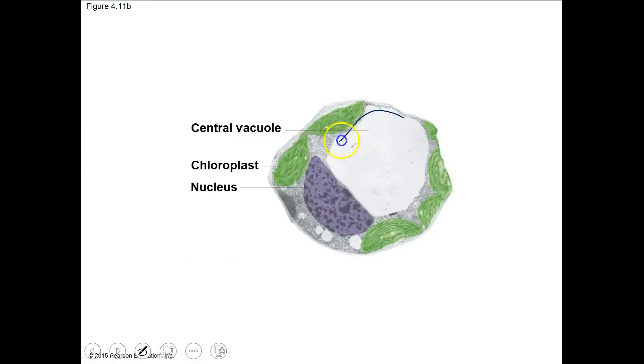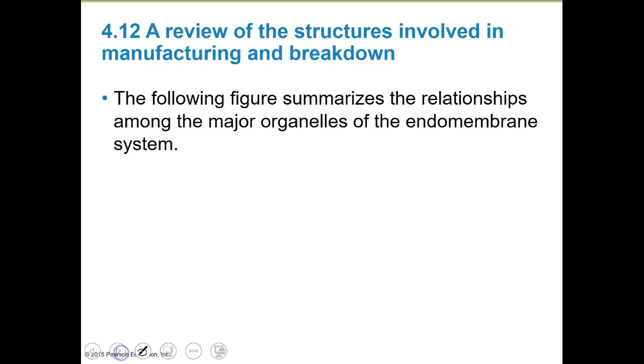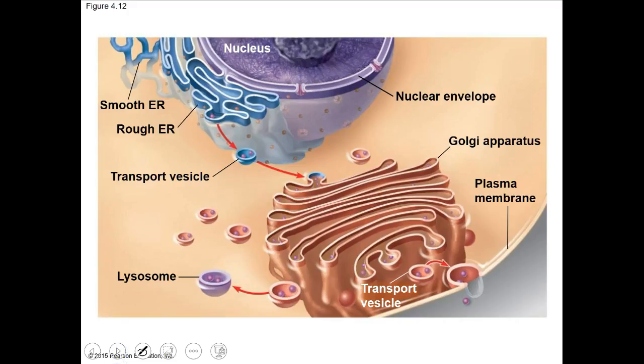Okay, you can see this one. You can definitely tell this is a plant cell because this is one of those things that they have that an animal doesn't, a large central vacuole. Okay, so a review of the structures involved in manufacturing and breakdown. So we'll look at the figure, and we should be able to trace things out.